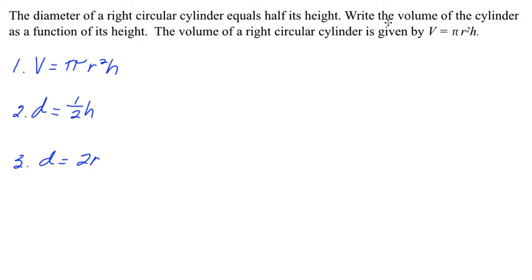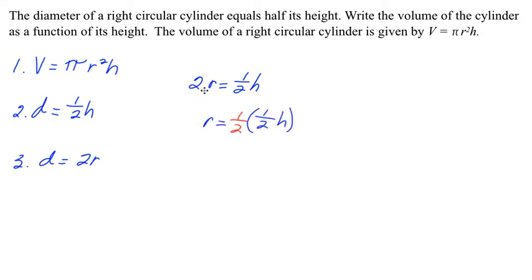Our goal is to write the volume as a function of height. Right now we have it as a function of radius and height, so we need to get rid of that radius. The first step is to say 2 radius, double the radius, gives us half the height. By using formulas 2 and 3 here, both of these are equal to d, so we can substitute in 2r into equation 2, and that's how I got that formula. Then we just take a half of that and solve it.